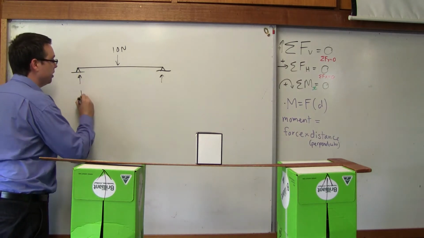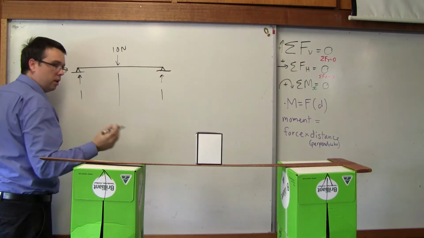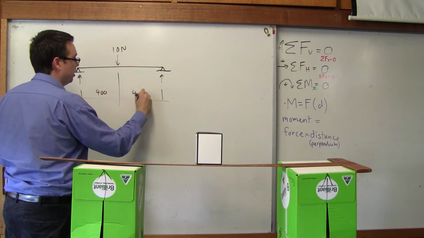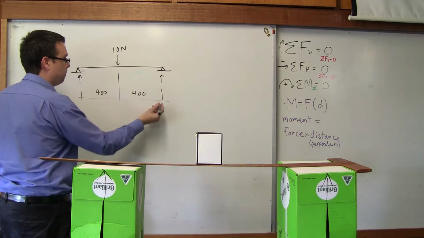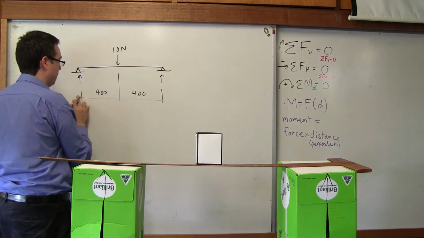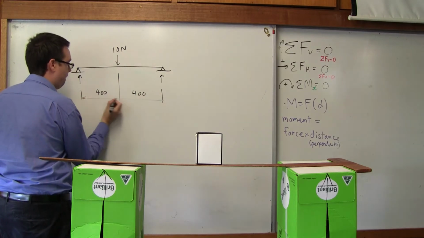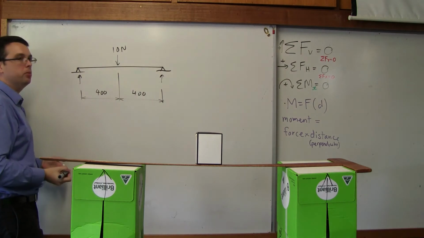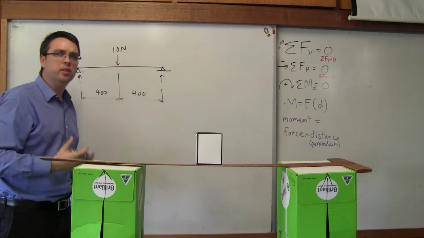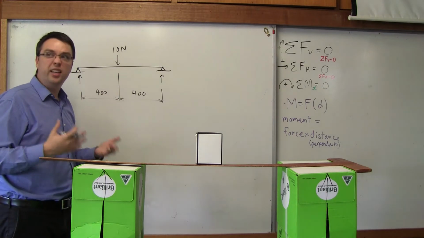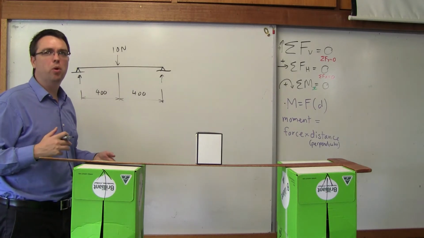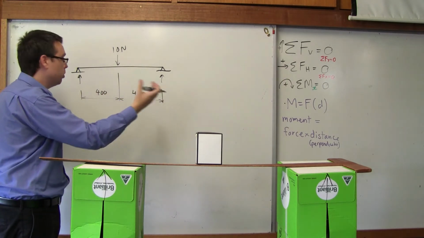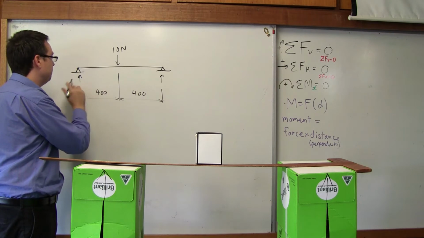Okay, if I told you that this distance here is, let's say, 400 millimeters and 400 millimeters, we could go to the effort of doing some of the moments about one of these points and calculating it, but we're not going to do that. What we're just going to say is, in this case, we know these two values are going to be equal because it's symmetrical, so it's going to be 5 newtons each side.